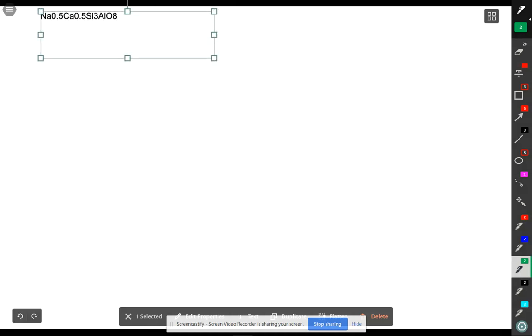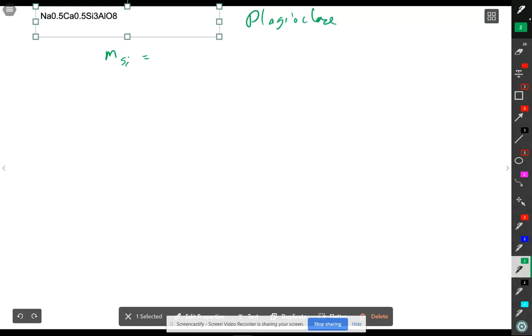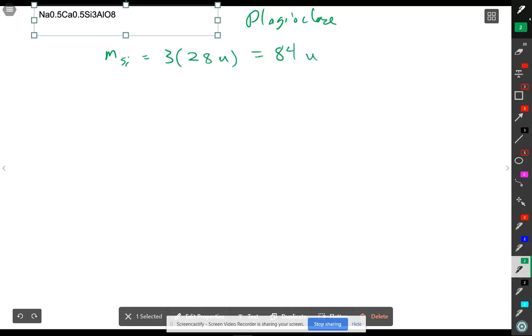Okay, so this is funny because it shows Na.5, Ca.5. What do you suppose that means? Half of the molecule. Yeah, you have sodium or calcium that are interchanged in the structure. So what we do is we say, well, how many atoms of silicon do I have in a molecule of this plagioclase? It's the subscript, which you can't see from the copy paste, but 3 was the subscript. So it's 3 times the 28 atomic mass units. 3 times 28 is 84. So 84 atomic mass units are silicon.